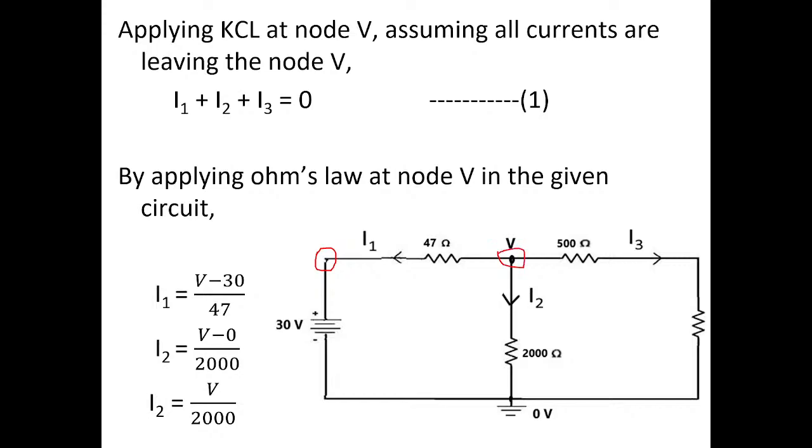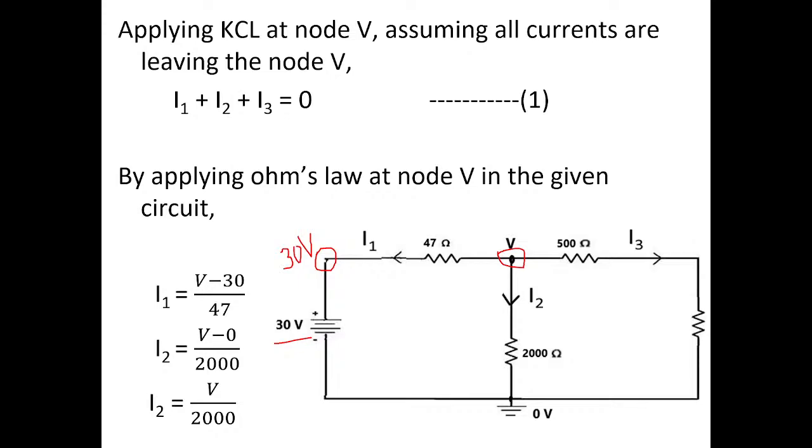So here if you see there is 30 volts. Is there any element between this node and this 30 volts? There is no element, so this node voltage is 30. Node means the meeting point of two branches. So here what is the voltage? I don't know the node voltage value here, so it is V. So what about the potential difference across 47 ohms?